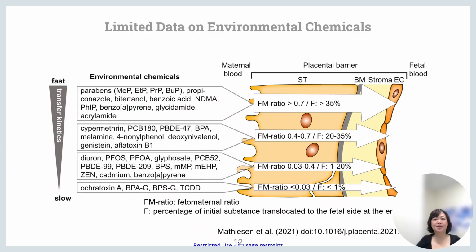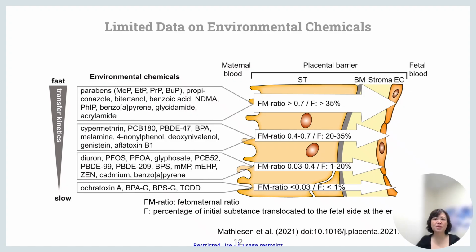Limited data on placental transfer of environmental chemicals. A 2021 paper reviewed 32 studies that examined placental perfusion of environmental chemicals. Here, they grouped the chemicals according to their transfer rates reported from ex vivo placental perfusion studies. Fast transfer has a fetal-maternal ratio greater than 0.7 and fetal transfer greater than 35%.